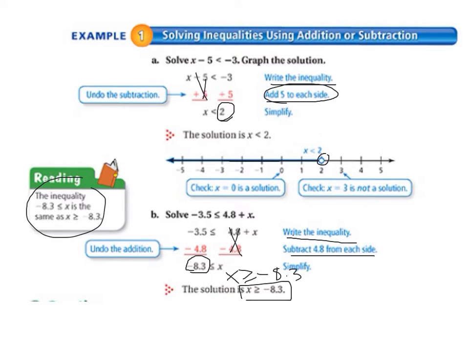When we graph this, we draw a number line, and it has a 0 and negative 8.3, and we fill in the circle because it's less than or equal to. So that shows that the negative 8.3 is also a solution. And then we color in the area all the way to the right because x is greater than or equal to the negative 8.3.